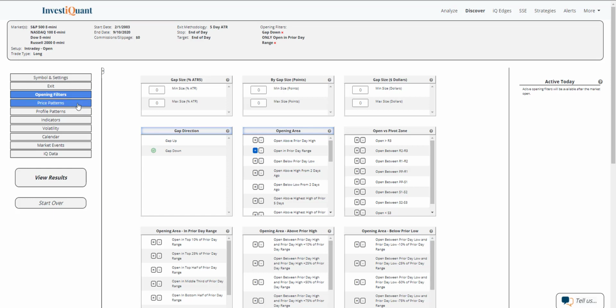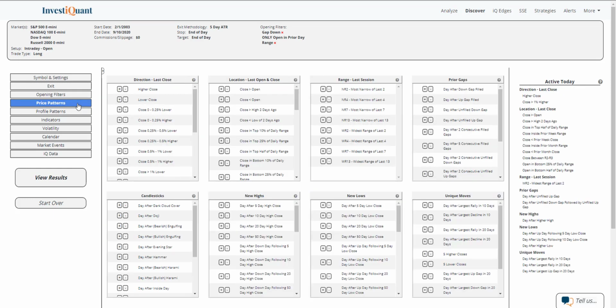Now I'm going to go into this price patterns section, and I'm going to find the unique move for day after largest rally in 10 days. And that's available over here in the unique move section. And it's the very top option. So I'm going to hit equals right here, day after largest rally in 10 days. And this is defining a rally as a close-to-close move here. So I've got that selected.